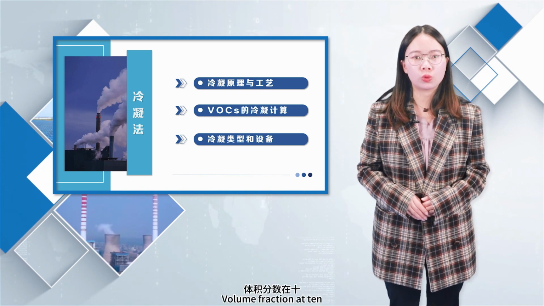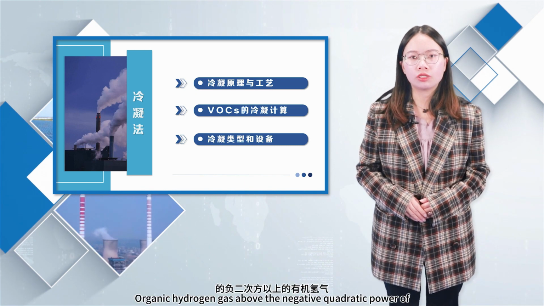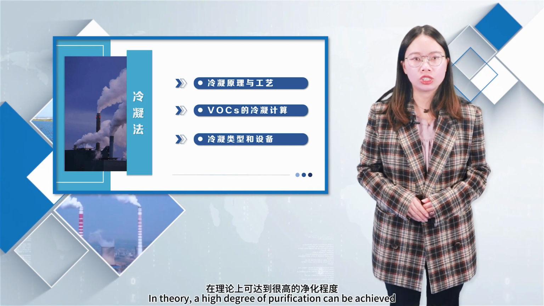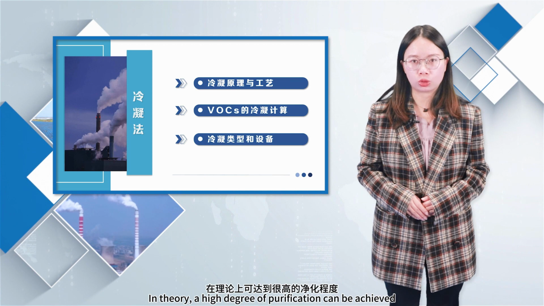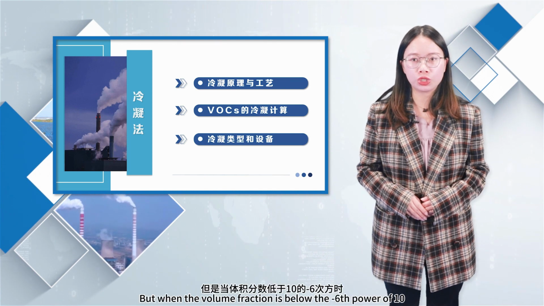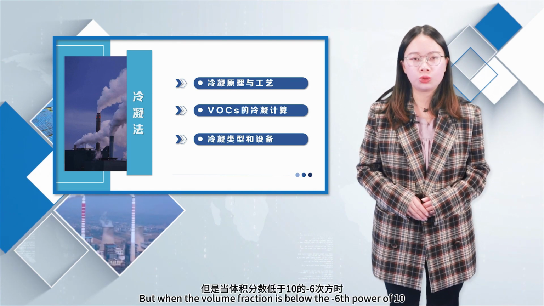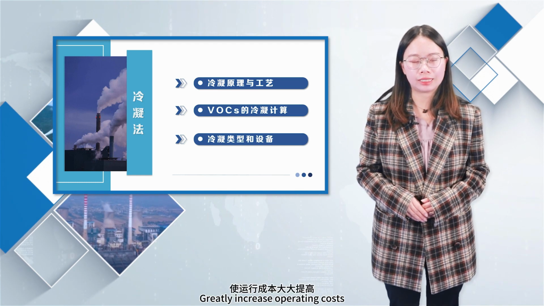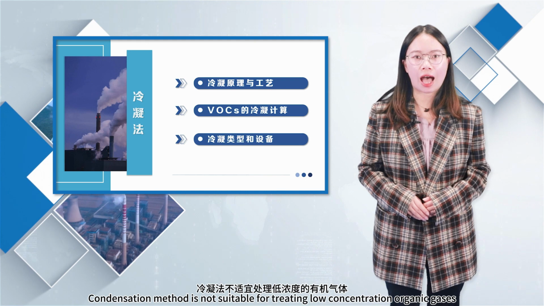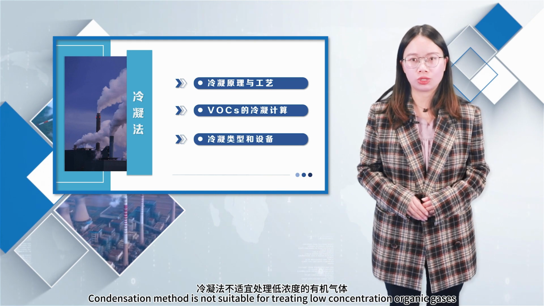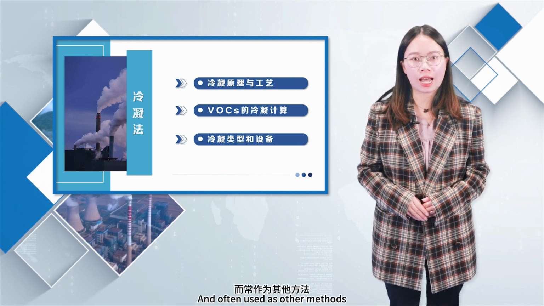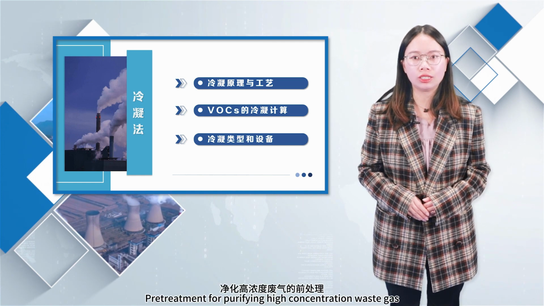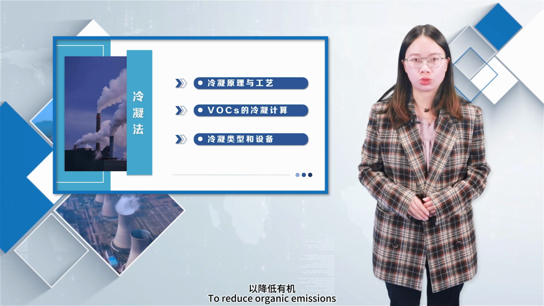Volume fraction at 10 to the negative second power or above, organic gas with the condensation method can, in theory, achieve a high degree of purification, but when the volume fraction is below 10 to the negative sixth power, further freezing measures need to be taken, greatly increasing operating costs. Therefore, the condensation method is not suitable for treating low concentration organic gases and is often used as pre-treatment for other methods, purifying high concentration waste gas to reduce organic emissions.